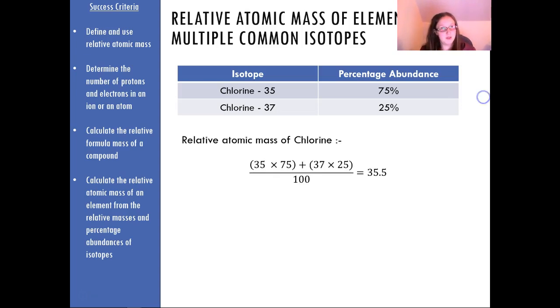So hopefully what you've all written down is something that looks like this. 35 times 75, so the mass of the chlorine multiplied by its abundance, plus the mass of the other isotope multiplied by its abundance, so 37 times 25, divided by 100, which gives you 35.5. Now you might have already known that one, but they will ask you ones you won't know in the exam, and they will ask you to show your working. So you need to be able to write down the steps.